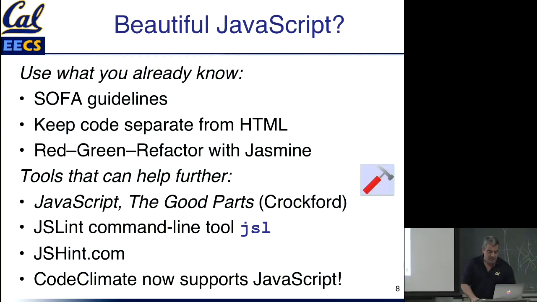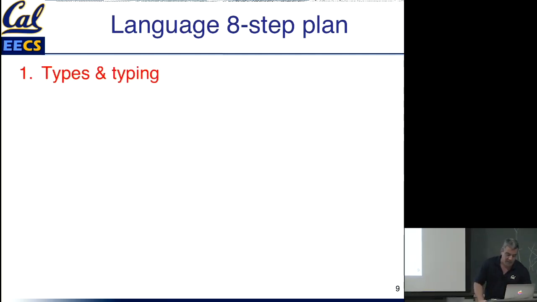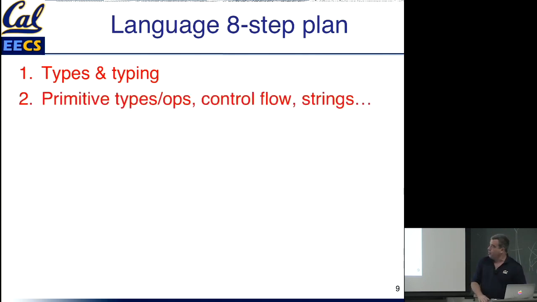So what is our 8-step plan? As a reminder, here's how it works. To approach a new language and start learning to think in it, we first ask, how does the language handle types and typing? Does it have strong typing like Java? Does it have dynamic or weak typing like Ruby? What are the primitives in the language? Are there primitive types? Are there primitive operations that are built in? How do you do bread and butter stuff like control flow, conditionals and loops? What are the basic types and things you can do on them, like strings?